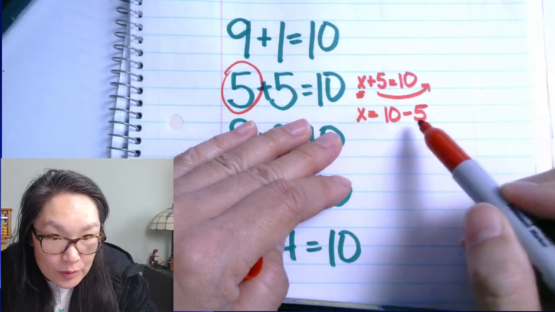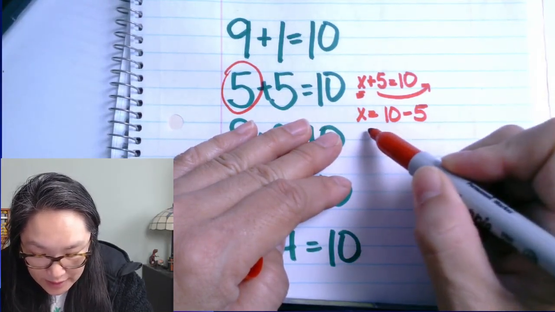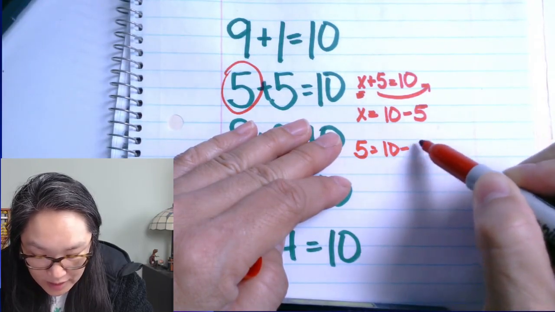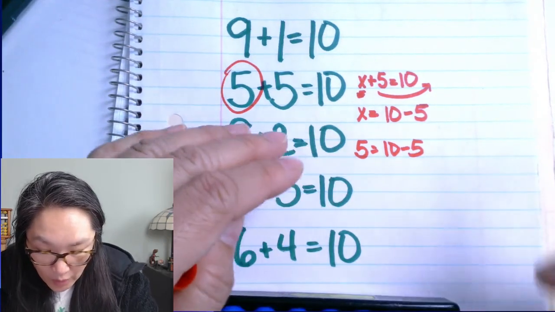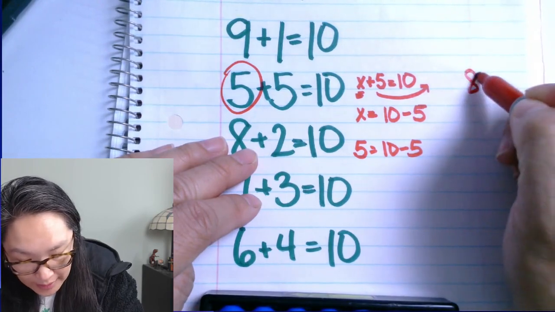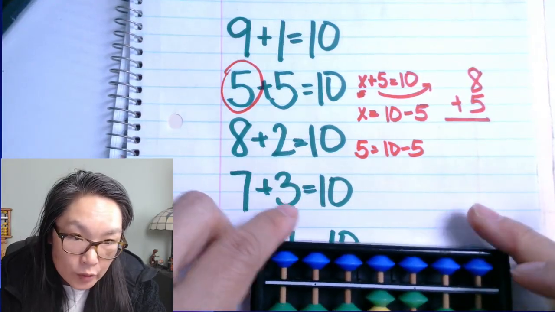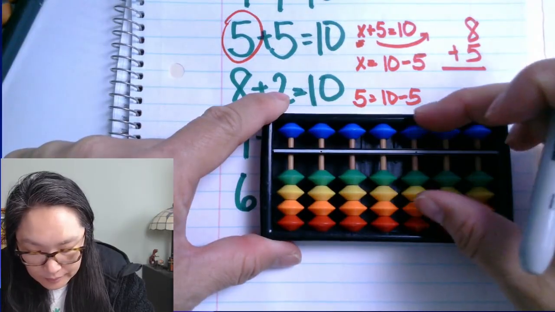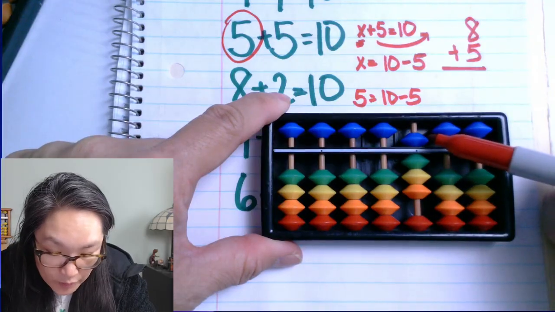Well, let's replace this 5. When we replace the 5, notice this is my formula. This formula is what's going to help us in abacus. My question is now 8 plus 5. This is where we're going to start about regrouping. So I have 8, and I want to add the 5. Notice I don't have any more beads to add the 5.